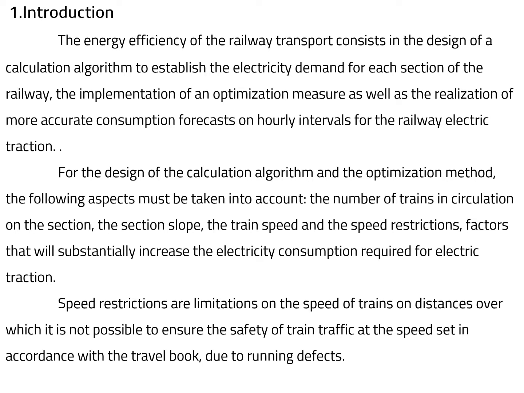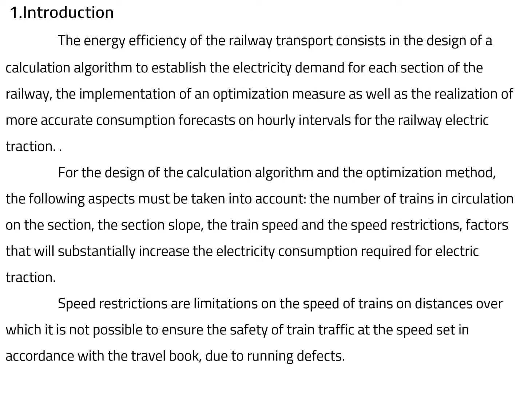For the design of the calculation algorithm and the optimization method, the following aspects must be taken into account: the number of trains in circulation on the section, the section slope, the train speed, and the speed restrictions, factors that will substantially increase the electricity consumption required for electric traction.